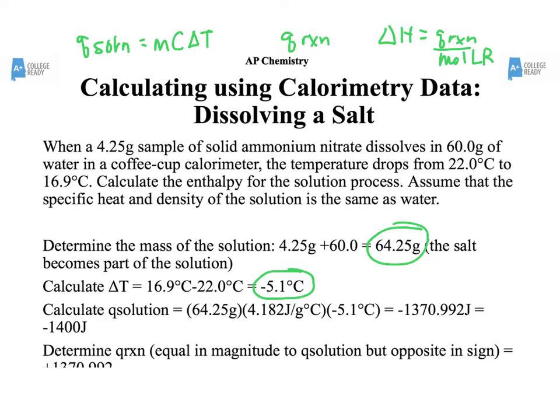Third thing, calculate the Q of the solution. Mass times specific heat times change in temperature gives us the Q. Then determine the Q of the reaction, because we just calculated Q of the solution. Equal in magnitude, but opposite in sign. So the Q of the reaction is going to be positive 1,370.992 joules. Now we're going to calculate the enthalpy.